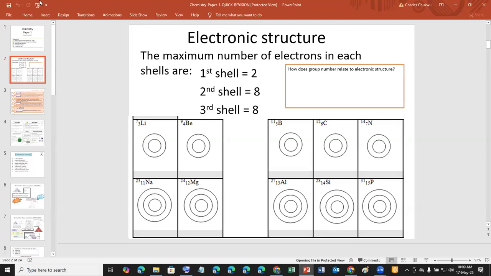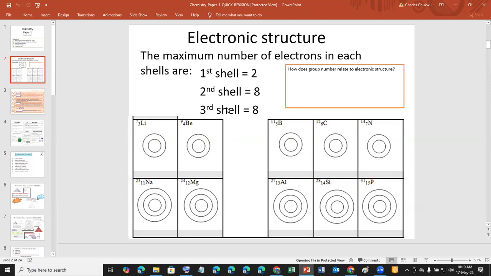The other thing you need to remember is that the electrons are arranged around the nucleus in shells. The first shell can hold a maximum of 2 electrons. The second shell can hold a maximum of 8 electrons. And the third shell, the highest it can hold is also 8. Though it increases as it goes on, just remember that fact.